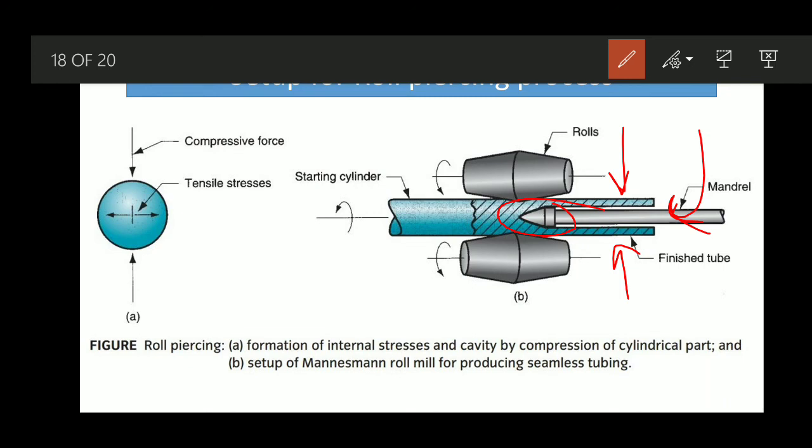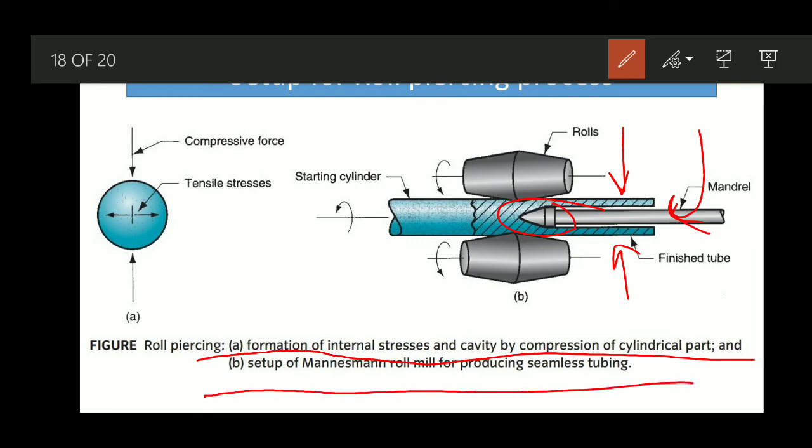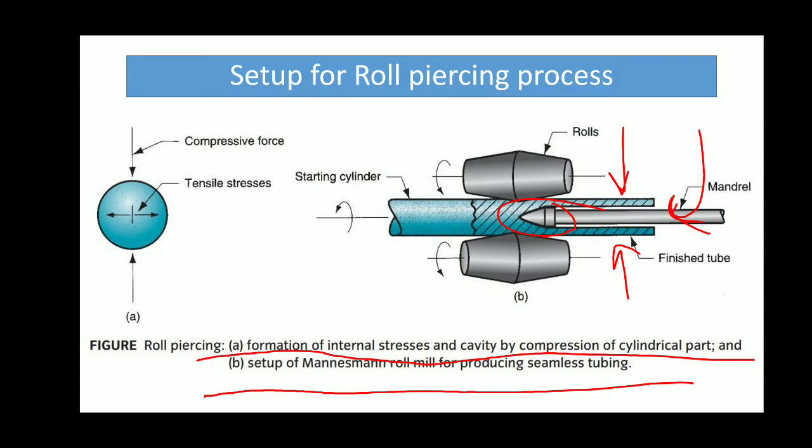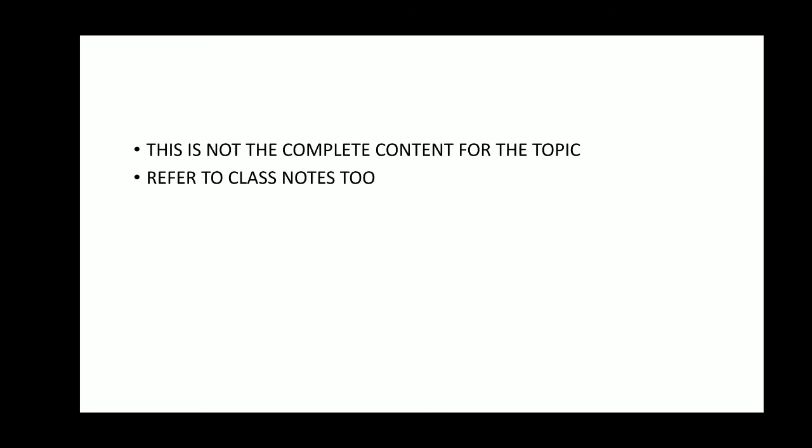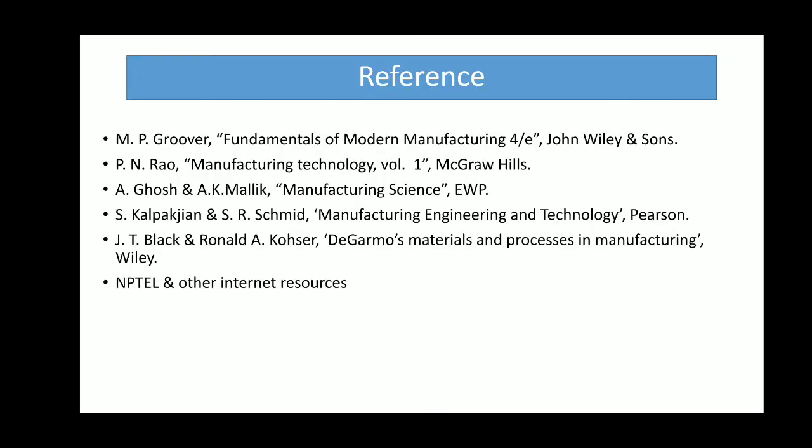So in this figure, the first figure shows the formation of internal stresses and cavity by the compression of the cylindrical part, and the second figure shows the setup which is required for the Mannesmann roll mill for producing a seamless tubing. So that's basically all about this roll piercing setup, and this is not the whole module for it. You have to definitely go through all the other discussion that we already had in the classes, and also the notes that we have provided.